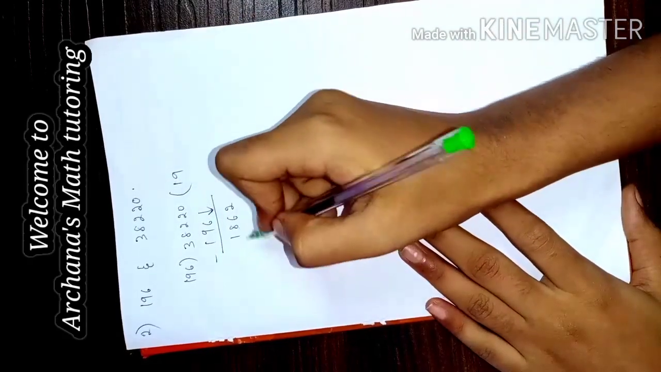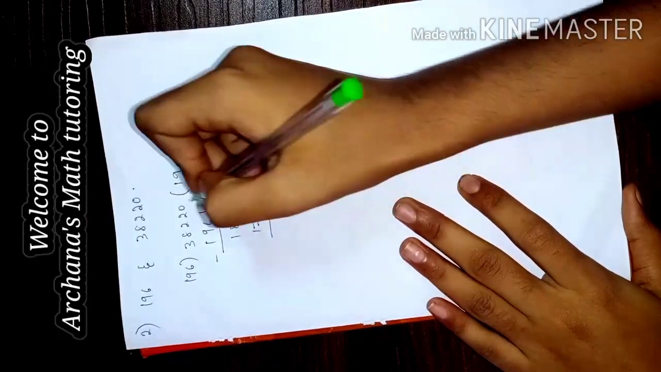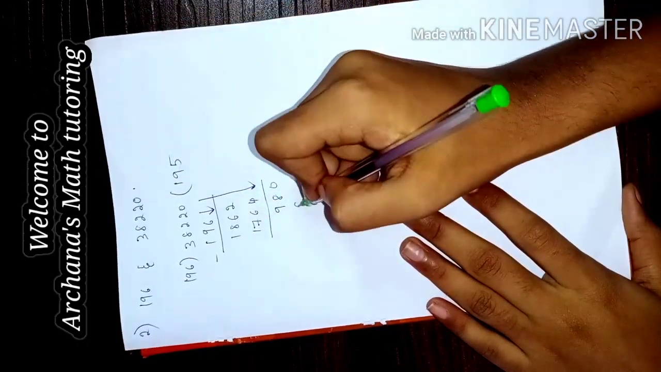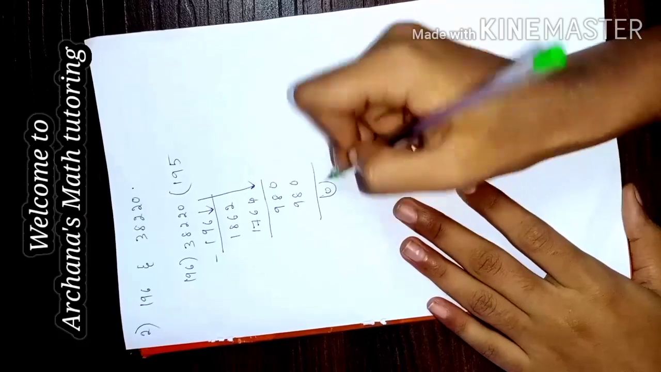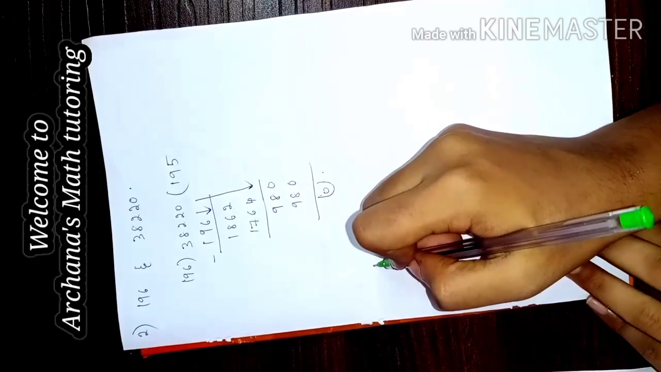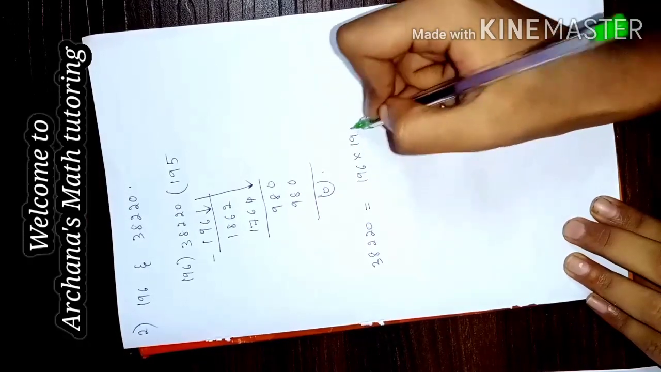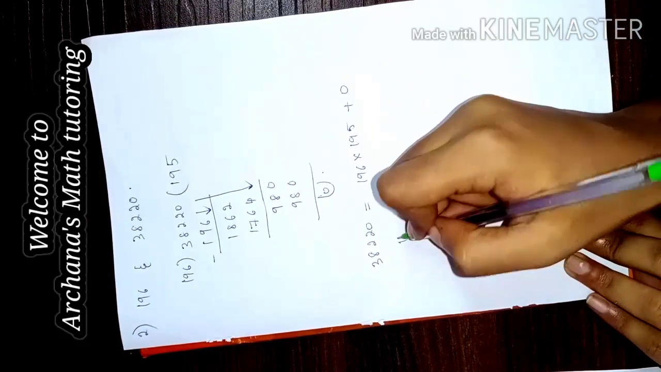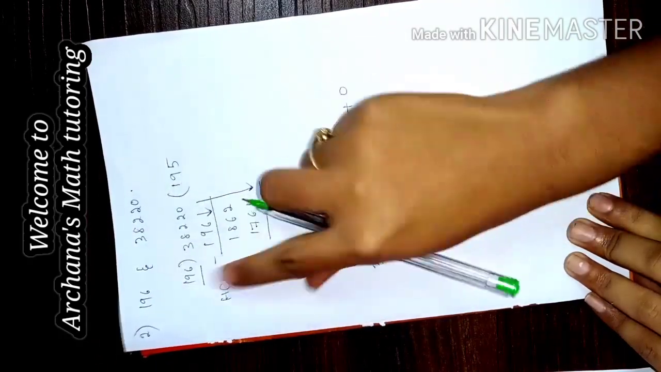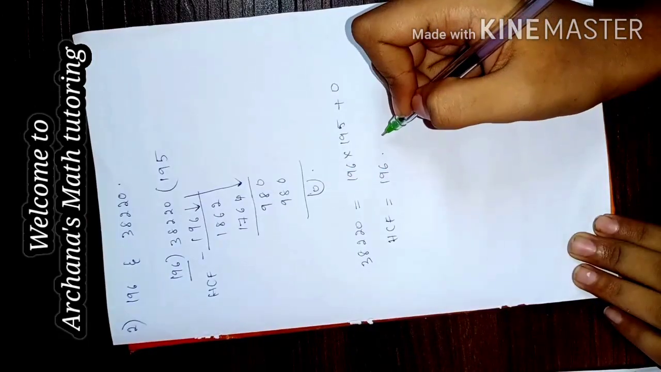196, 9s are 1764. This 0 will get down, so this is 980. 196, 5s are 980. So here friends, we got 0 as remainder, so no need to get this 196 down. Now 38220 could be written as 196 into 195 plus 0. Here HCF would be 196. This is the HCF because this is the last divisor for getting remainder as 0. I hope you got this very well.